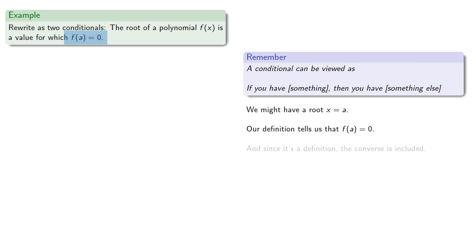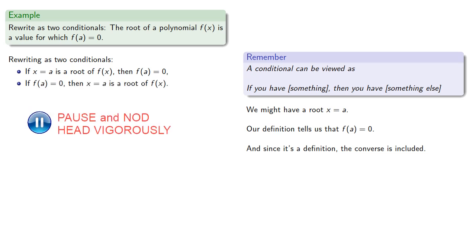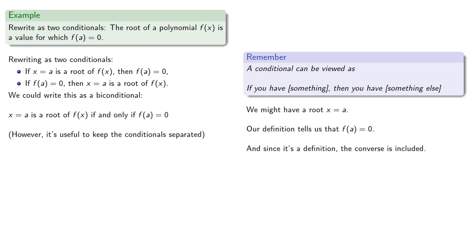And since it's a definition, the converse is included. So rewriting as two conditionals, if x equals a is a root of f of x, then f of a is 0, and conversely. We could write this as a biconditional. However, it's useful to keep the conditionals separated.